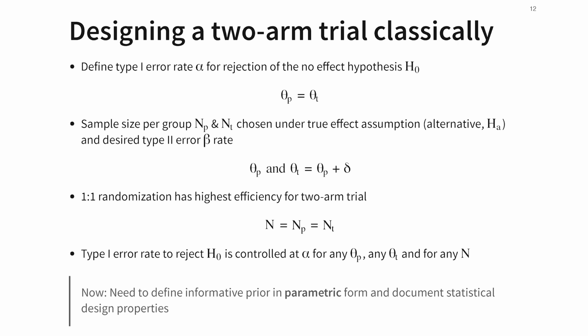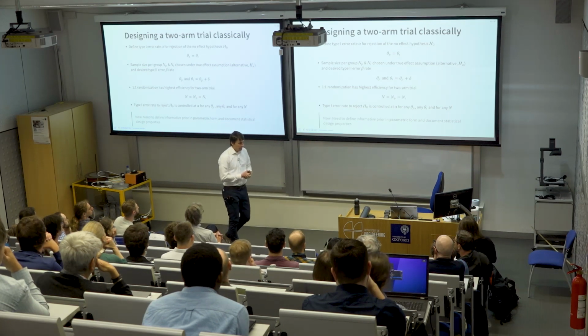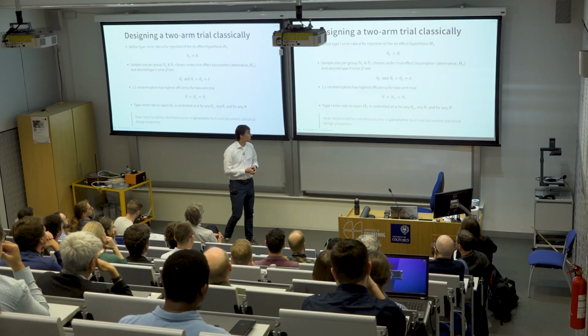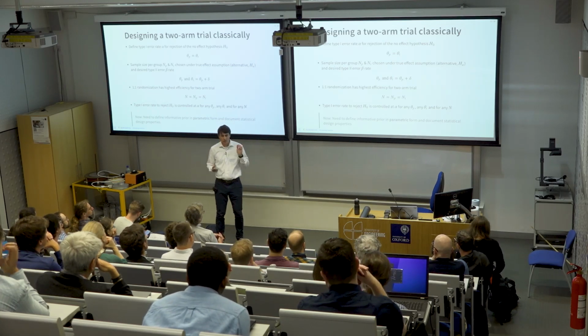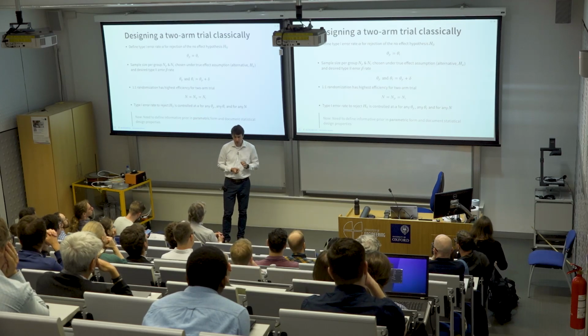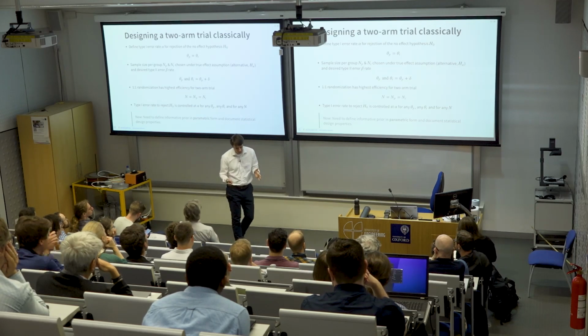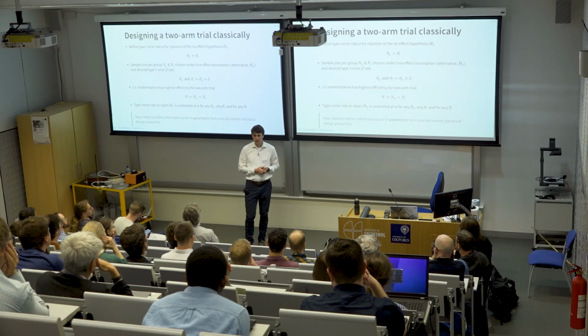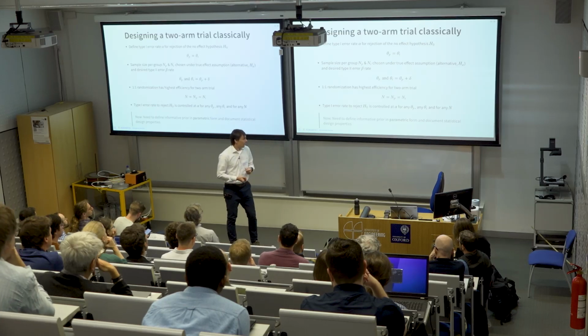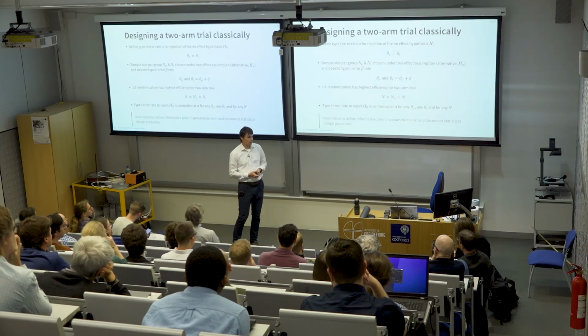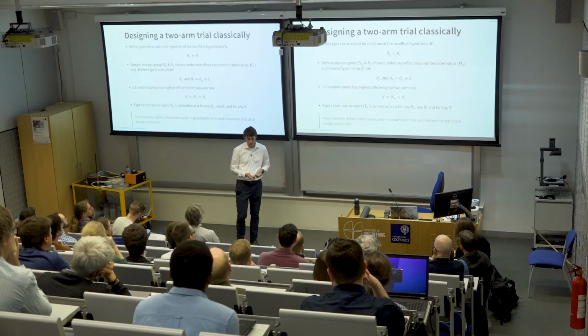And this all goes out of the window once we now go Bayesian. And that's why it's very important to be very careful in documenting these designs. So what we want to do, we need to define an informative prior in parametric form, and that's also very important. We want to be specific and write down in our statistical analysis plan, in our SAP, what the prior is, and we don't want to dump there an MCMC sample, basically. And then we also need to document statistical design properties.